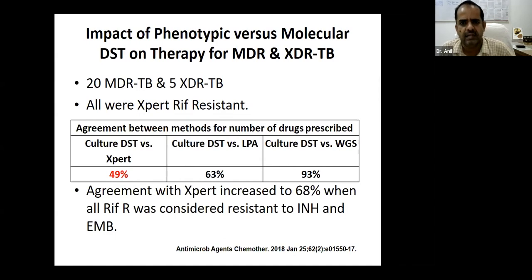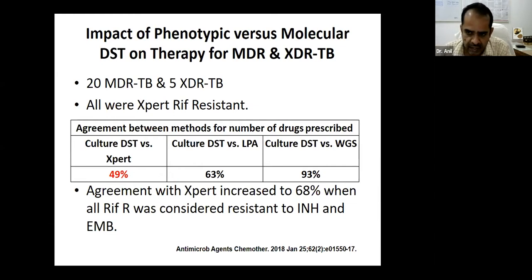So this is an article where they compared 20 MDR and 5 XDR TBs. They were all rifampicin resistant by GeneXpert. So they did line probe assay, they did phenotypic DST, they did Xpert, and they compared everything, and they did the whole genome sequencing and compared the agreement between each other. When they compared the culture DST with Xpert rifampicin resistance, when they considered rifampicin-only resistance, the agreement was only 49%. But if you by default consider all rifampicin resistant isolates as resistant to INH also, the agreement increased to 68%.